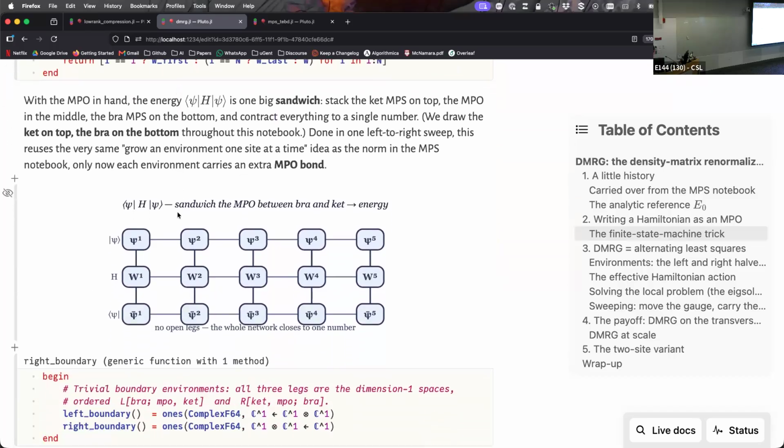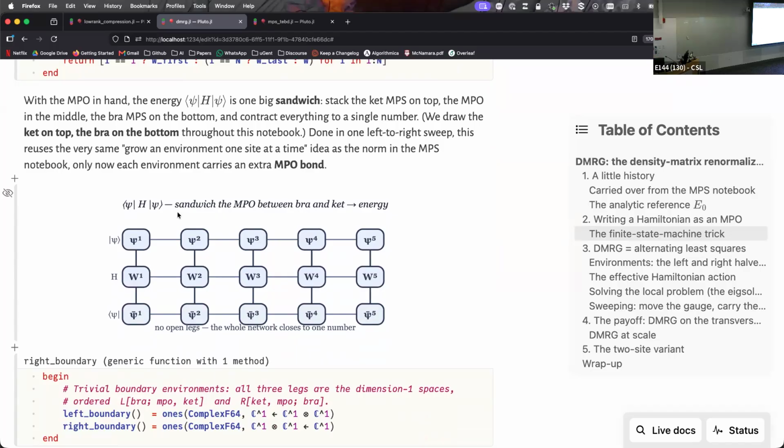So now what is the idea? I can write down the expectation value of the Hamiltonian, also known as the energy, by sandwiching this MPO in between the MPS and its conjugate. So I now get this triple layer object.